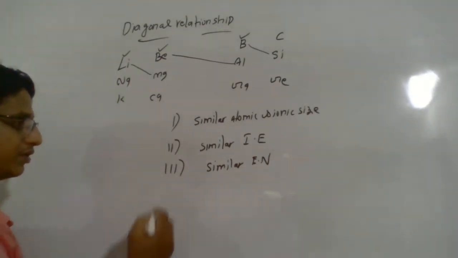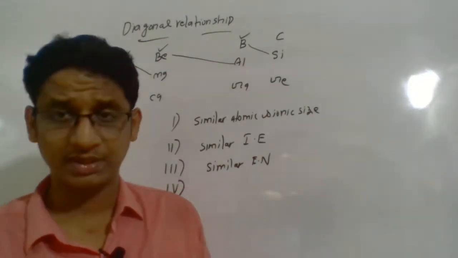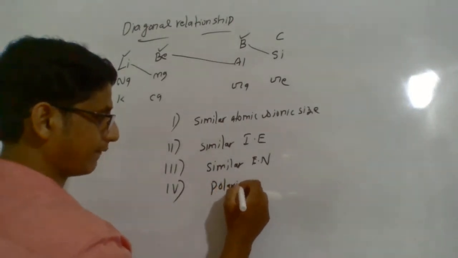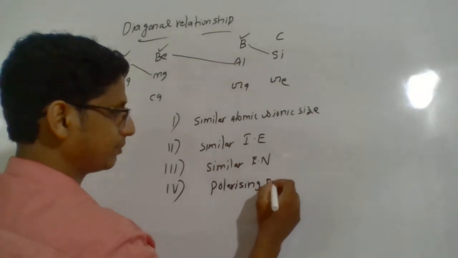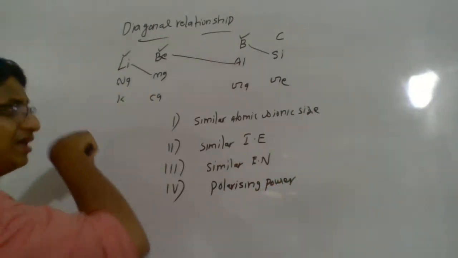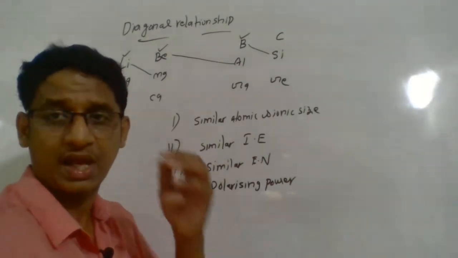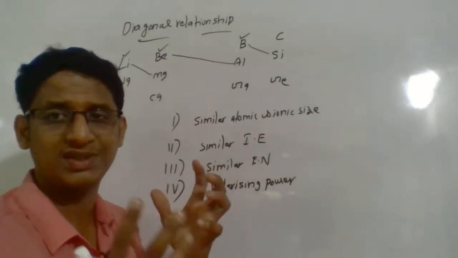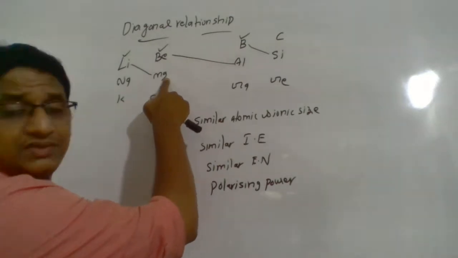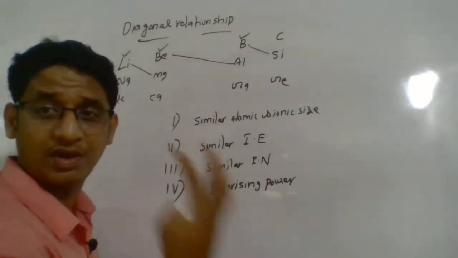Next one you can remember: their polarizing power is almost similar. What do you mean by polarizing power? Polarizing power means the ability to distort the anion. Now we know ionic compounds generally have an ionic nature, but if the charge of the cation increases and the size of the cation decreases, they have more polarizing power.